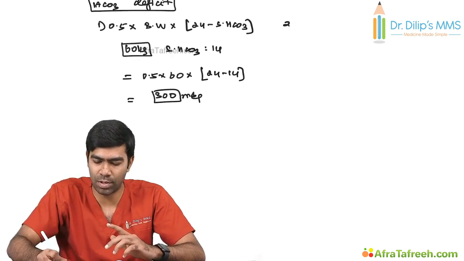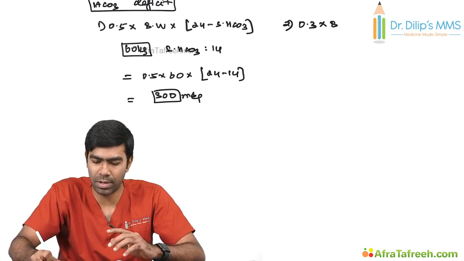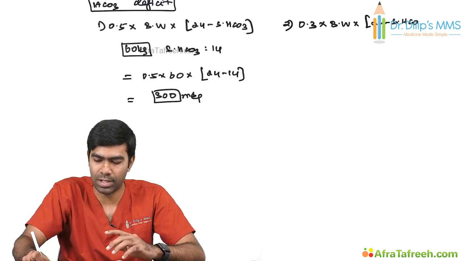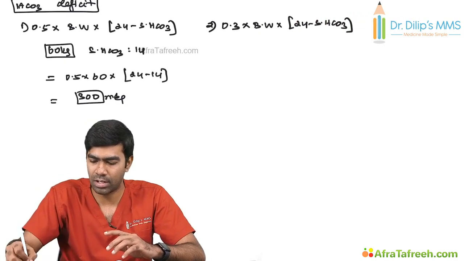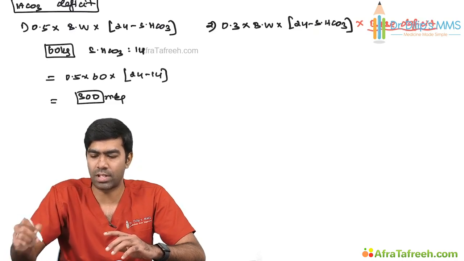Similarly, there is another formula using base deficit, where you use a formula of 0.3 multiplied by body weight multiplied by (24 minus the present serum bicarbonate). But here you have to multiply with base deficit as well. Clear? So this is also another approved formula for finding out the bicarbonate deficit.